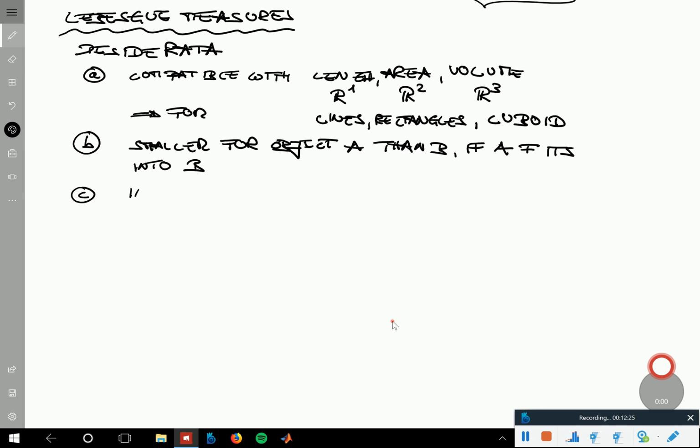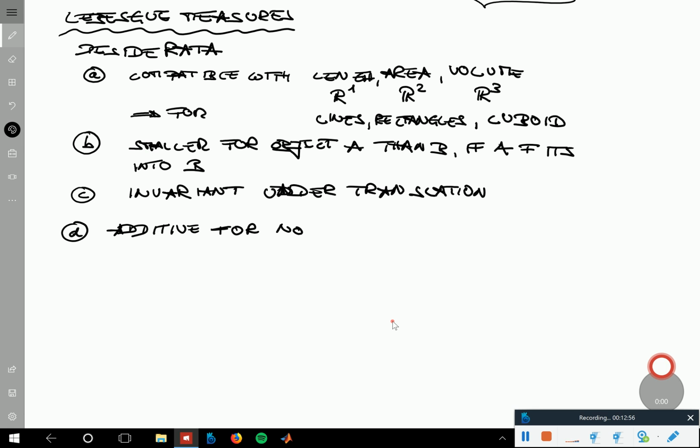It should be invariant under translation. That means if you move the cup from here to here, it should still have the same volume. Invariant under translation. And finally, additive for non-overlapping objects. So if you have this cup and this mouse, then the volume of the cup and the mouse together should be the volume of the cup plus the volume of the mouse.